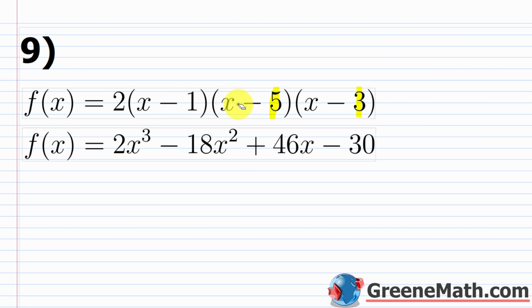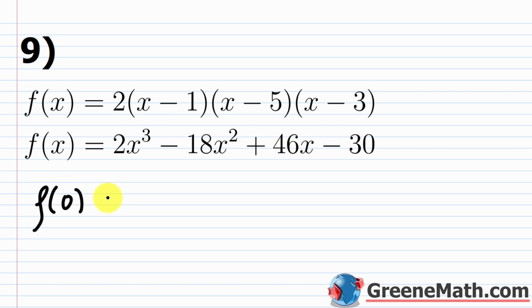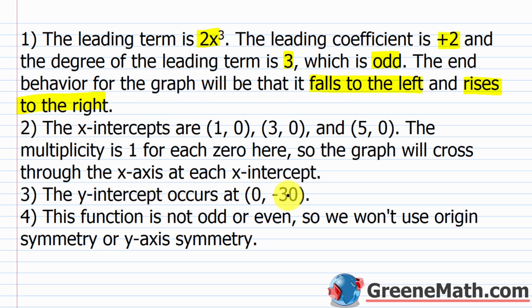Now, the next thing is the y-intercept. So if you plug in a 0 for x there, you would have f(0). All this would go away. You just say this is equal to -30. Now, when I graph this guy, I'm not going to put the y-intercept on there, and that's just because of the scale of things. If you want to change your graph to fit this on there, that's fine. It's not that big of a deal. Again, you can always use Desmos to check things, and you could scroll in or out just to see your (0, -30), which is the y-intercept. So the y-intercept occurs at (0, -30). I have here this function is not odd or even, so we won't use origin symmetry or y-axis symmetry.